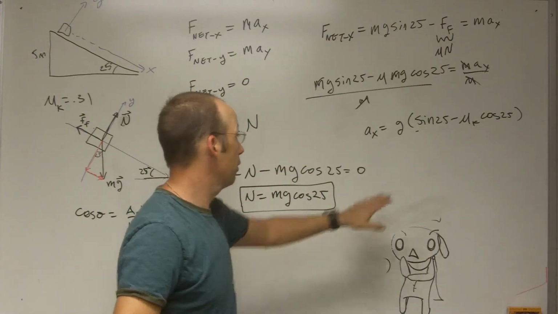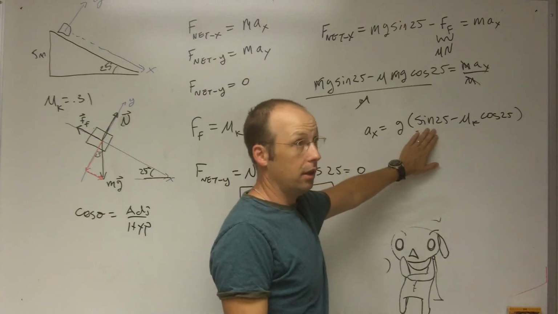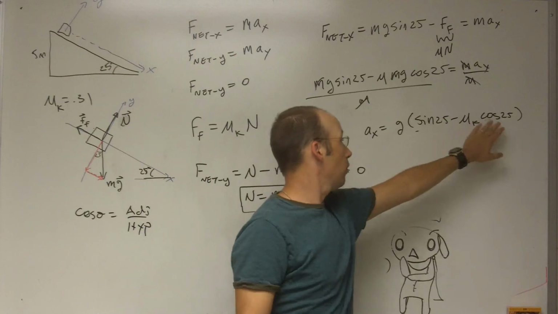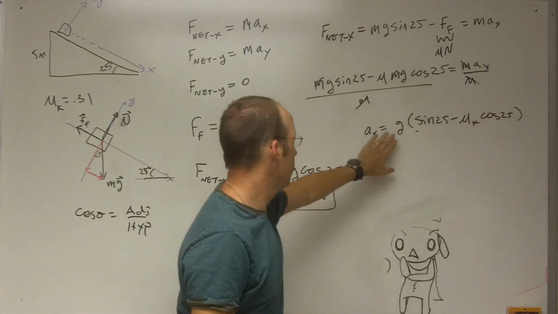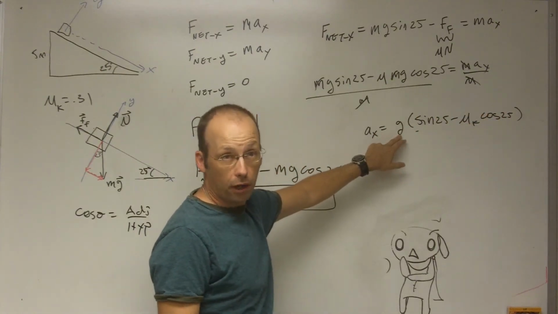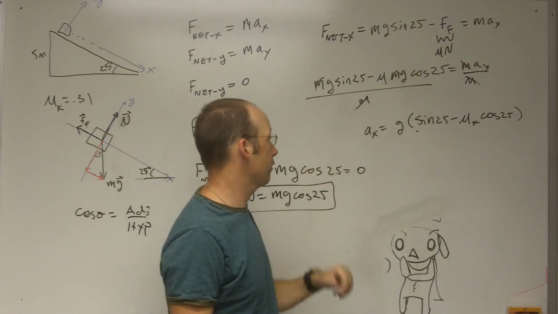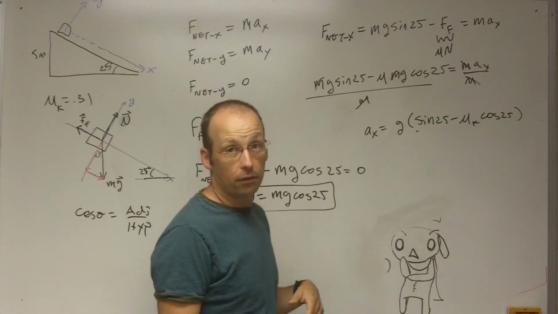Does it have the right units? Sine is a function that tells you a ratio. It has no units. And mu has no units. So none of this has any units. G has units of newtons per kilogram, which is the same as meters per second squared. So it is the same units as acceleration. So that's good.